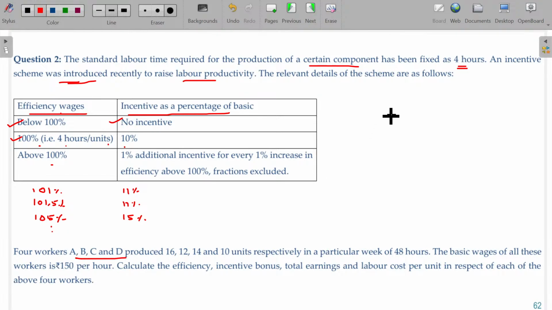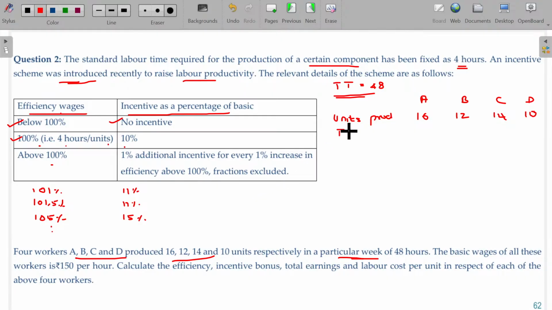So 4 workers are there, A, B, C and D. They produced 16, 12, 14 and 10 units. Is that okay? In a particular week of 48, so what is the time taken? For all the 4 workers, the time taken is the week's time, which is equal to 48.